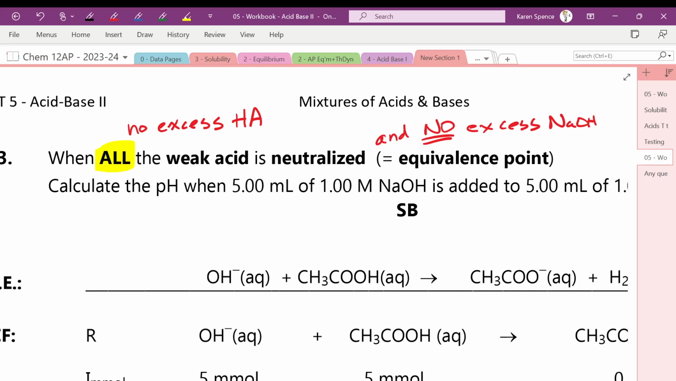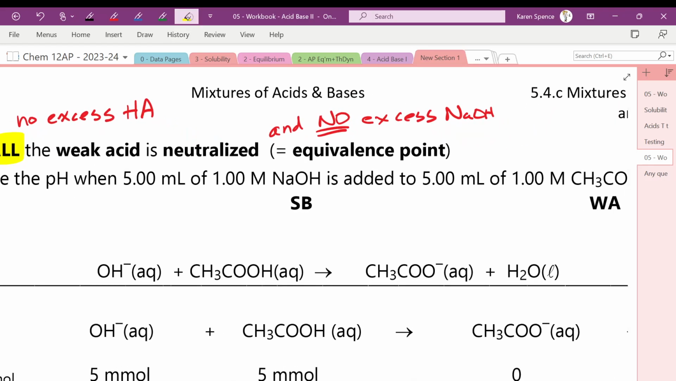What do we know? If we've neutralized all the acid, what do we know about the quantities? When we've neutralized the acid, what do we know about the quantities of HA and NaOH that have been added? They have to be equal, okay? So let's see, what are my quantities? Well, I have 5 milliliters of my 1 molar base, and I have 5 milliliters of my 1 molar acid.